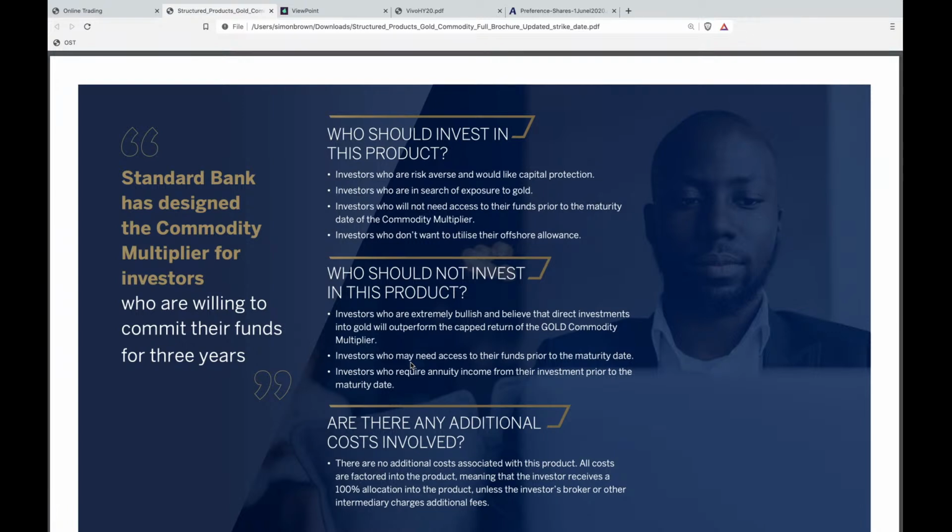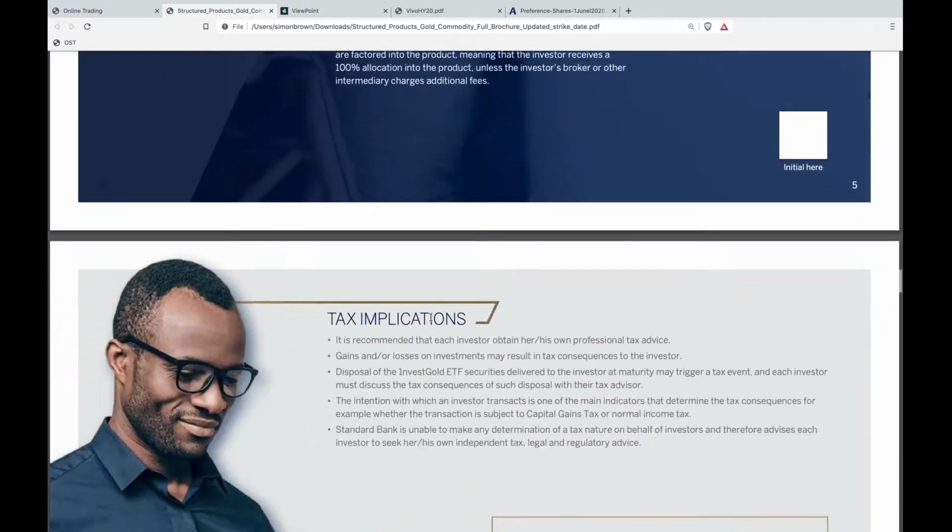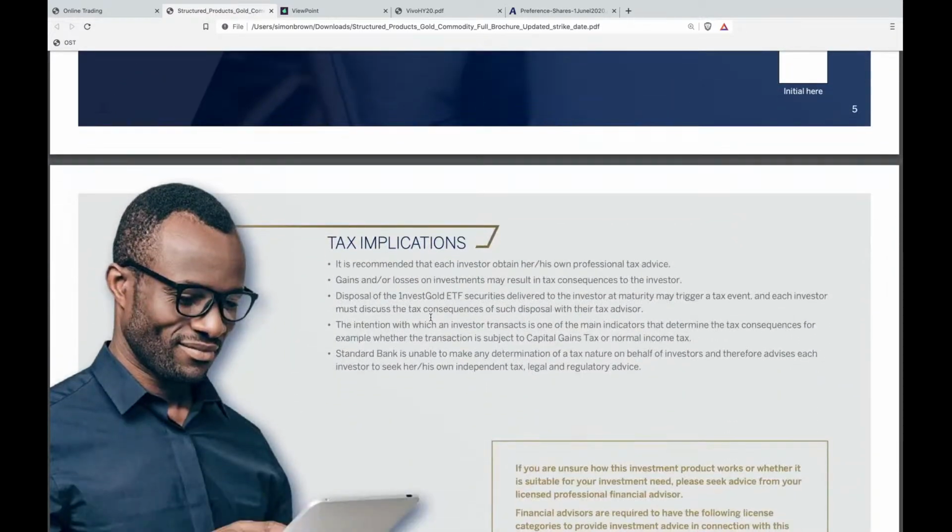Additional costs, there are none. All costs are built into the product. So you put your 50,000 in, your 50,000 is allocated, and then the costs are taken out of it. The costs are there, they're being disclosed, but don't worry in the sense that you're going to get taken on it.